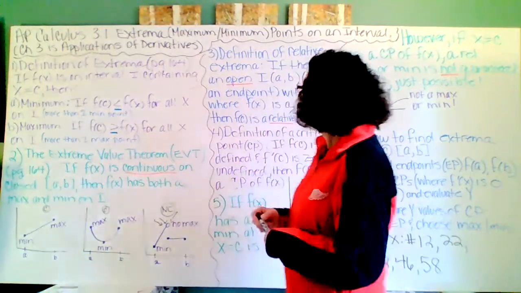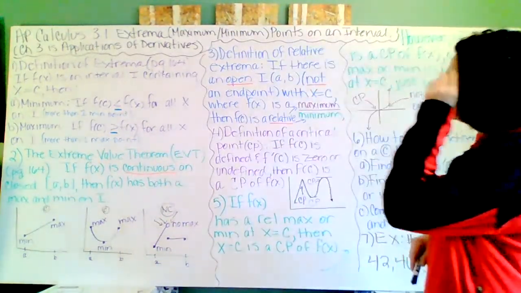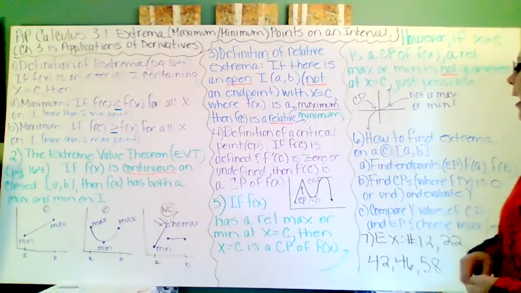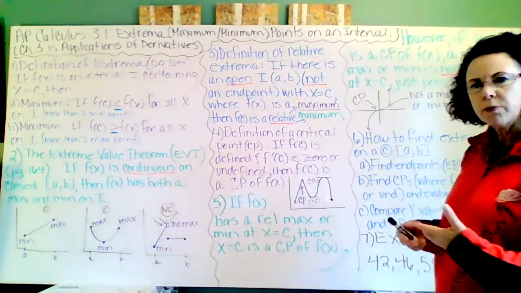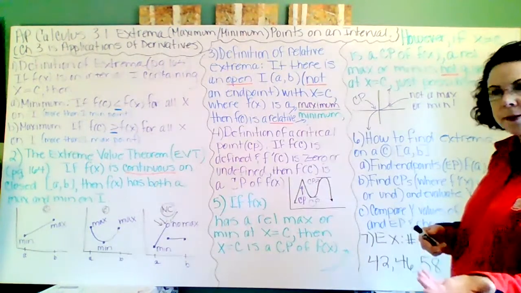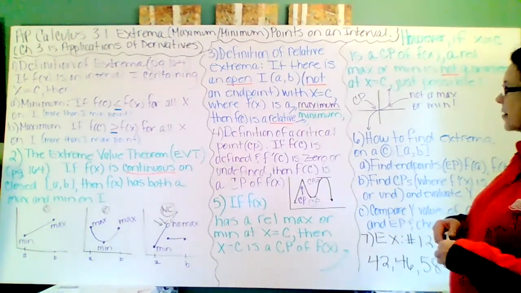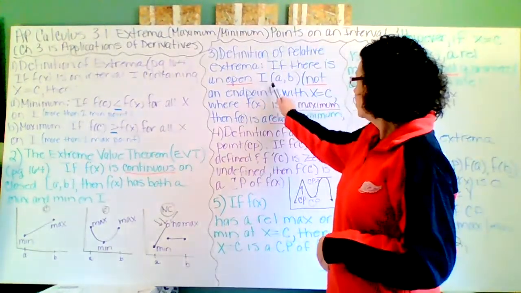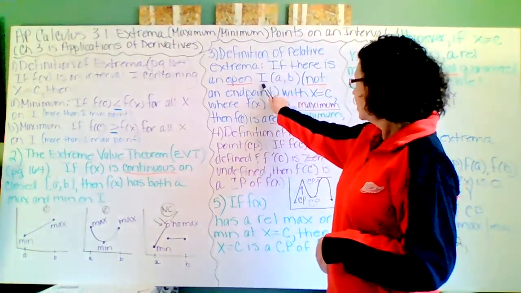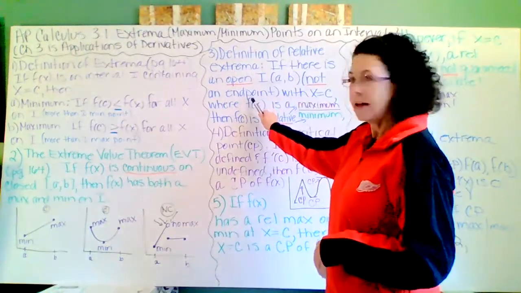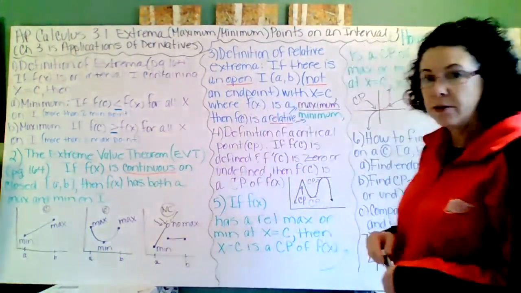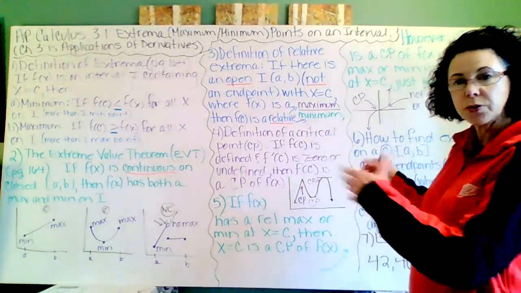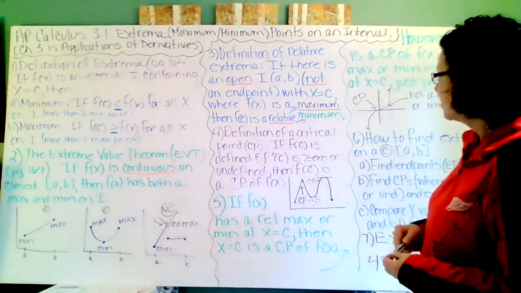Weird thought to have. Number 3, definition of relative extrema. Okay. And later on, that'll become more important. What's an absolute maximum and minimum, and what's a relative max or minimum? If there is an open interval, notice the parentheses, I, not an endpoint. So it's an open interval, right? There's not actually any endpoints because there's open circles and you can't mean those endpoints.